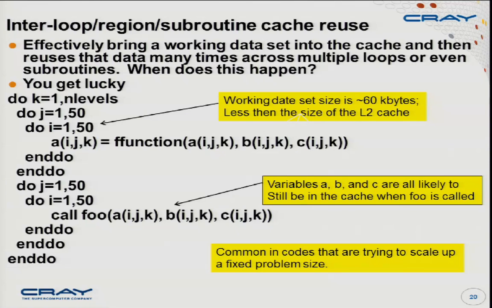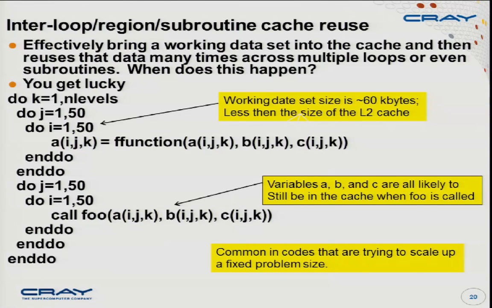This is also relatively common in codes that are trying to scale up with a fixed problem size, strong scaling. If I take a fixed problem size, I run it on 256 processors, and then I say, I'm going to take the exact same problem and run it on 512, 1024, et cetera. Every time you double the number of processors and keep the total global problem size the same, normally the working set size per processor shrinks. And it happens quite often that it will suddenly shrink, and what used to fit only in memory now fits in the L3, or what used to fit in the L3 now fits in the L2.